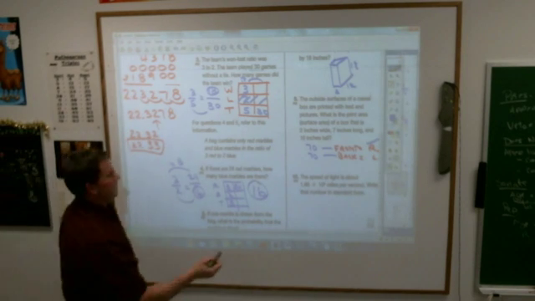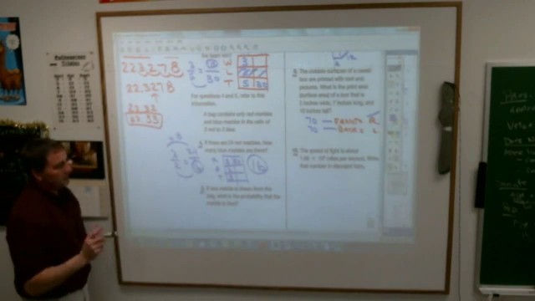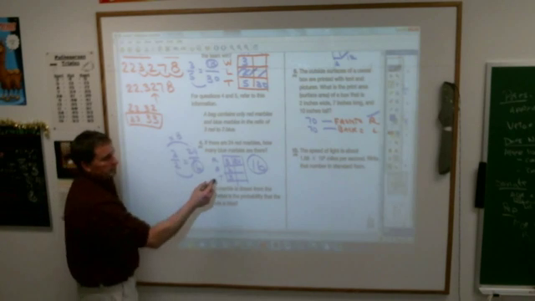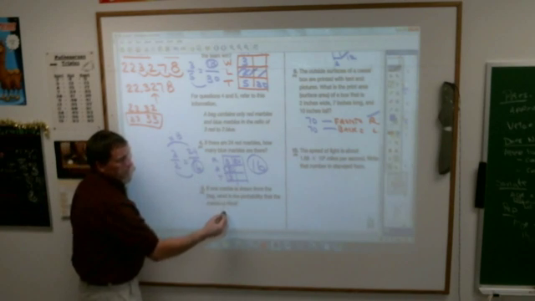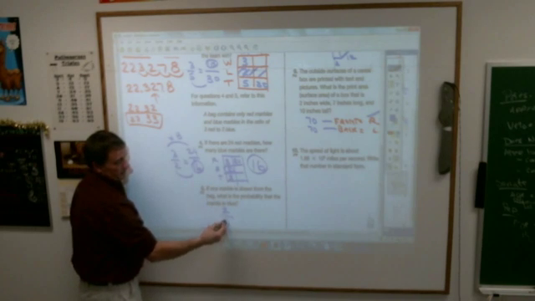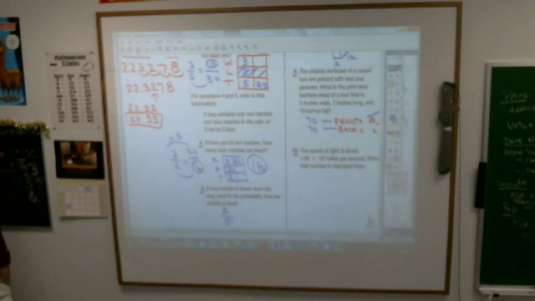And then number 5, while we're there: if only 1 marble is drawn from the bag, what's the probability that the marble is blue? Well, how many blue marbles are there? 2. How many total marbles are in the bag? 5. There's your probability.